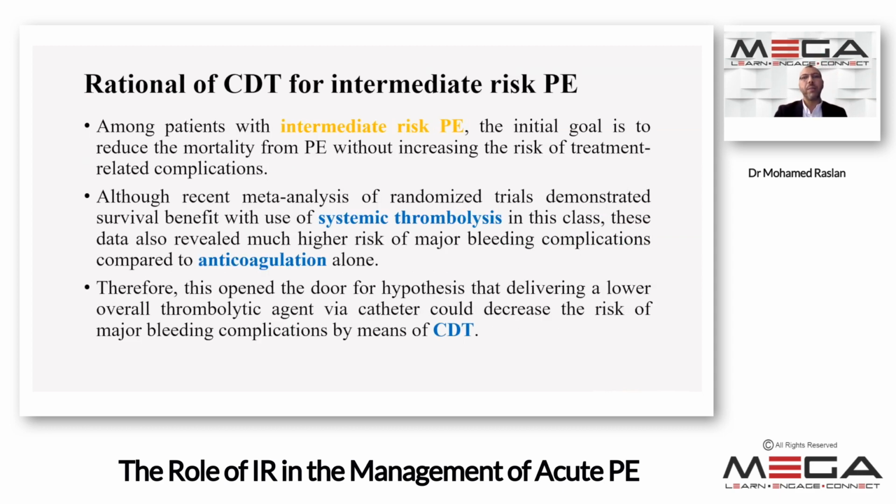Among patients with intermediate-risk PE, the initial goal is to reduce the mortality from PE without increasing the risk of treatment-related complications. Although a recent meta-analysis of randomized trials demonstrated survival benefit with the use of systemic thrombolysis in this class, these data also revealed a much higher risk of major bleeding complications compared to anticoagulation alone. Therefore, this opened the door for the hypothesis that delivering a lower overall thrombolytic agent dose via a catheter could decrease the risk of major bleeding complications by means of CDT.